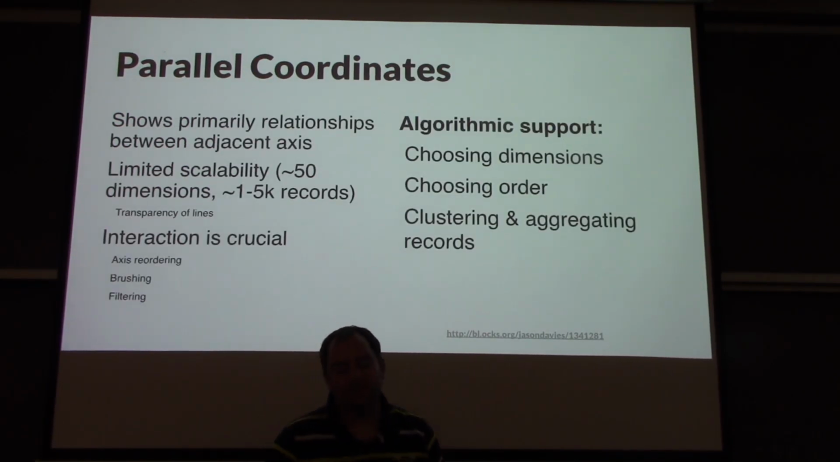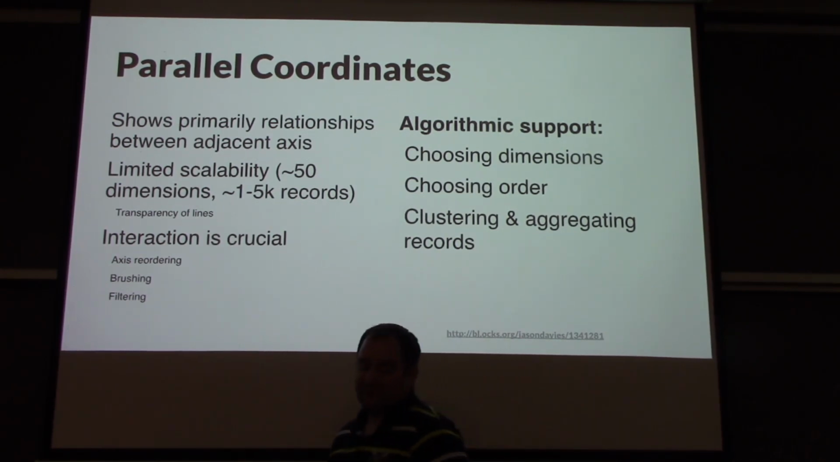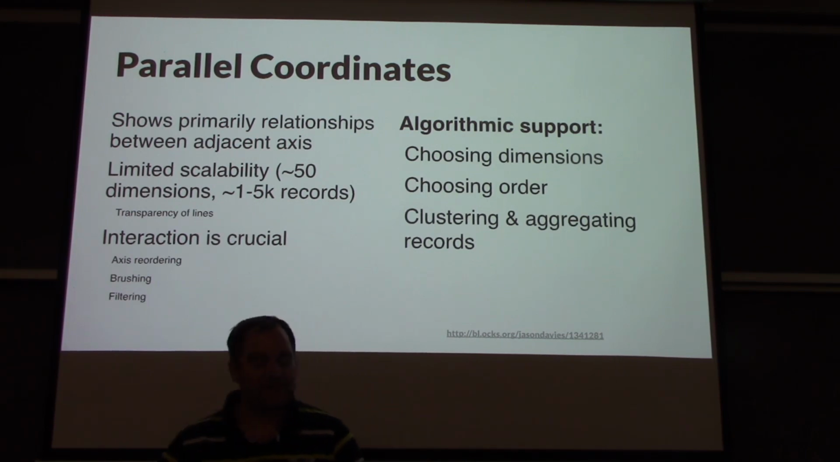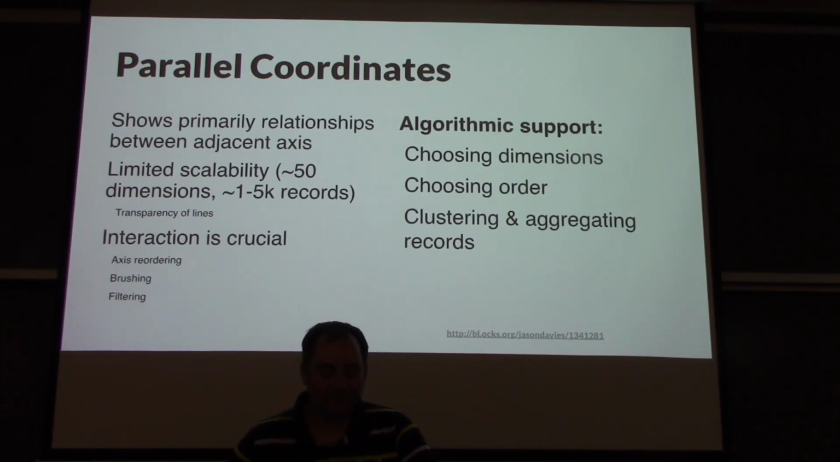So, kind of a summary: parallel coordinates show primary relationships only between adjacent axes. They have limited scalability. We can visualize maybe up to 50 dimensions and up to 1 to 5,000 records. We have to use transparency of the lines for all but very small data sets, and interaction is really crucial here. We have to do axis reordering, brushing, and filtering.